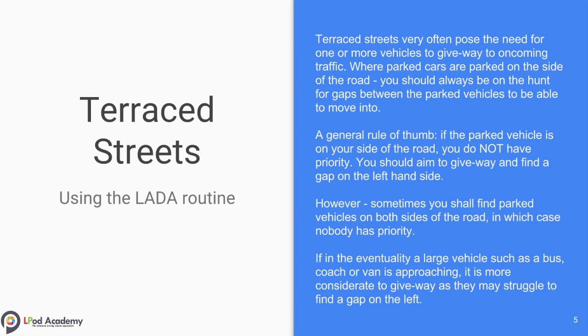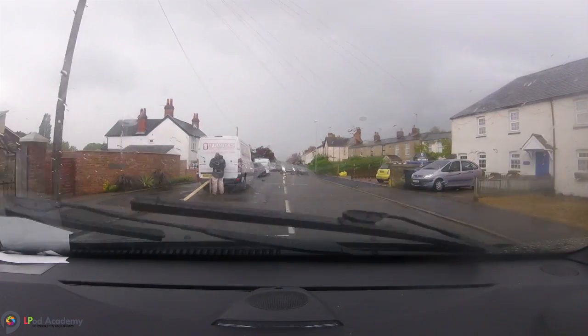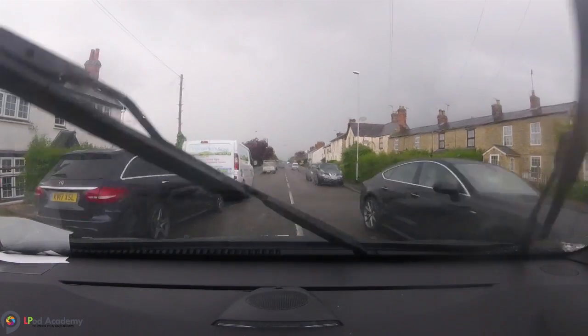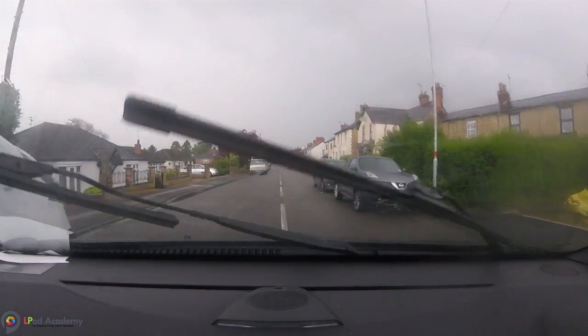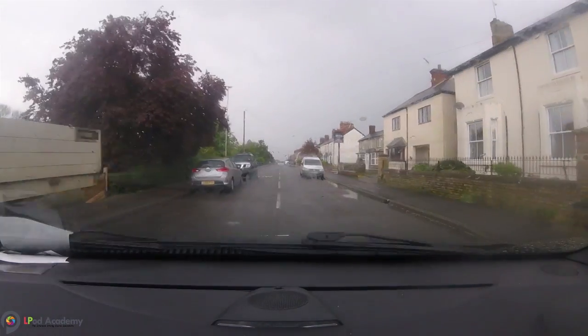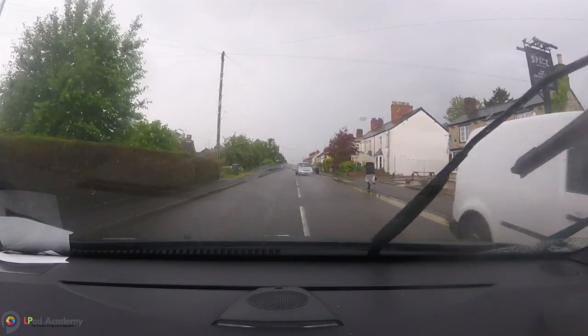However, sometimes you will find parked vehicles on both sides of the road, in which case nobody has priority. If a large vehicle such as a bus, coach or a van is approaching, it is more considerate to give way, as they may struggle to find a gap on the left. And in this terraced street you can see that on this occasion we can both slowly pass the oncoming traffic. However, if we weren't able to pass, there are plenty of gaps on the left for us to give way to oncoming traffic in.